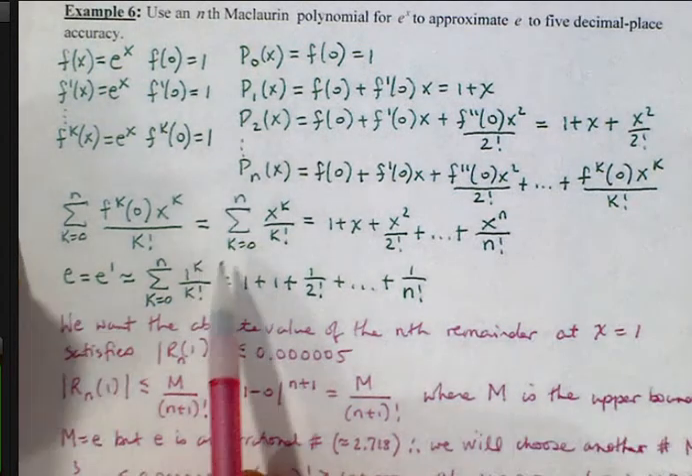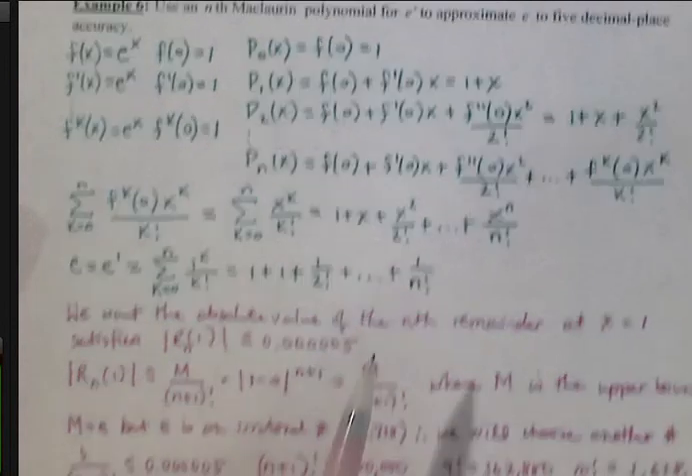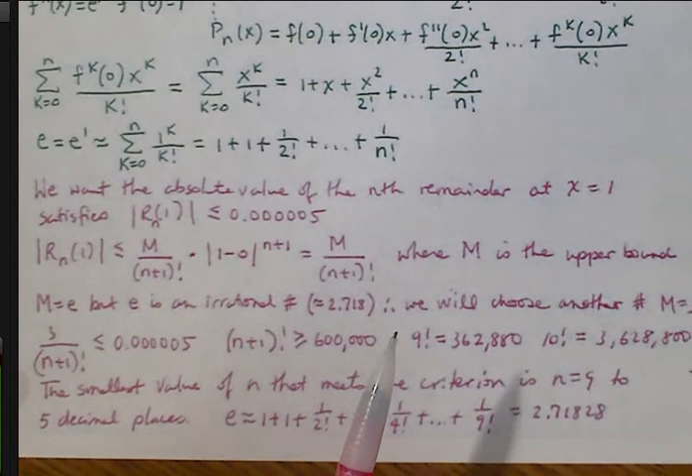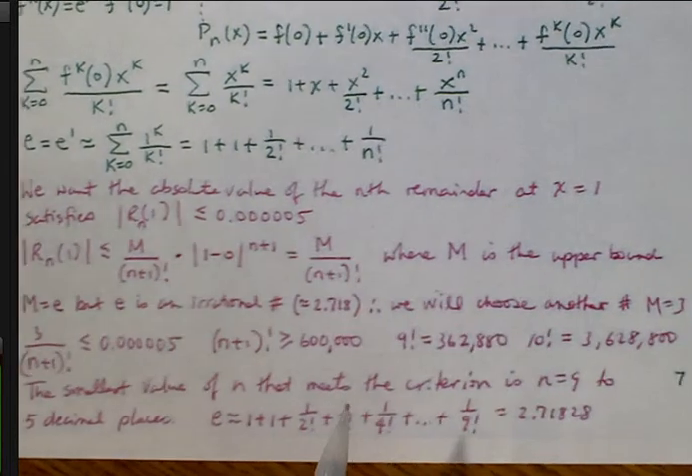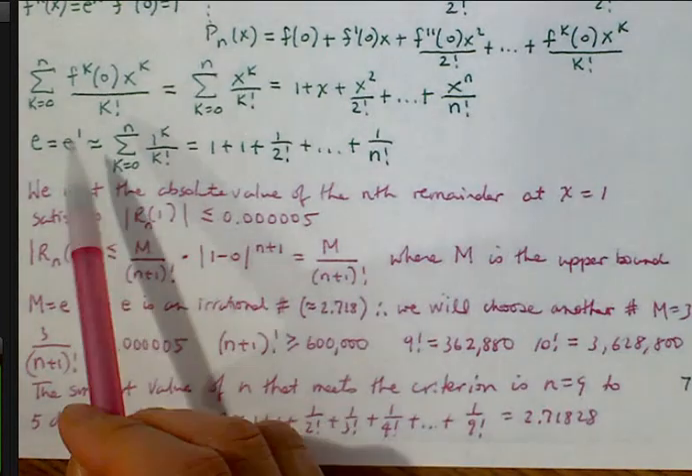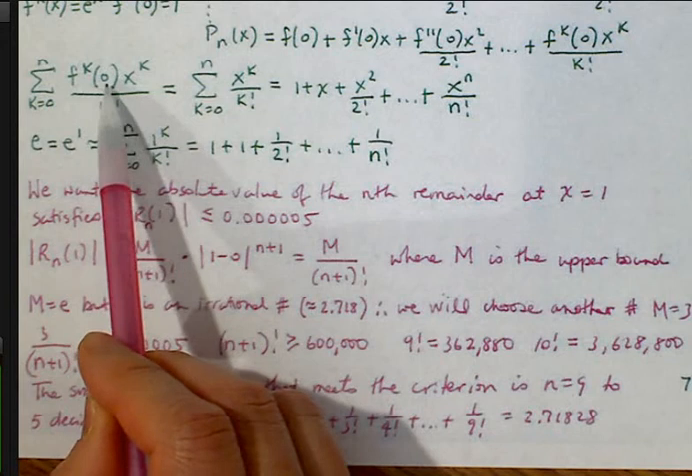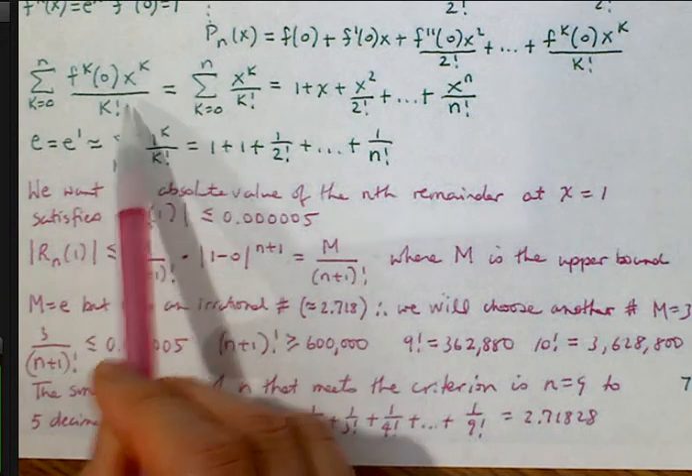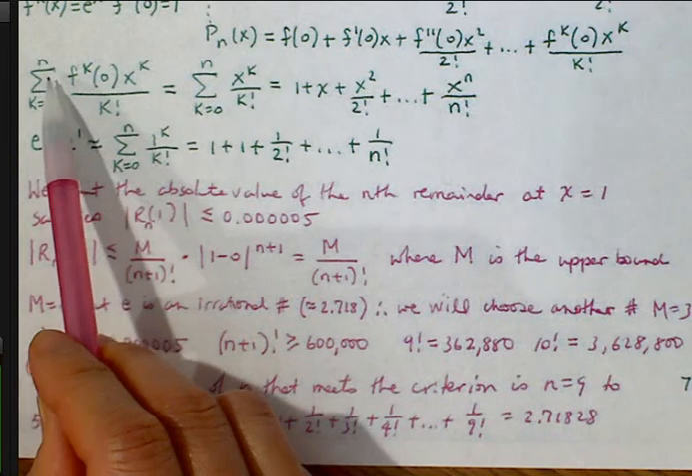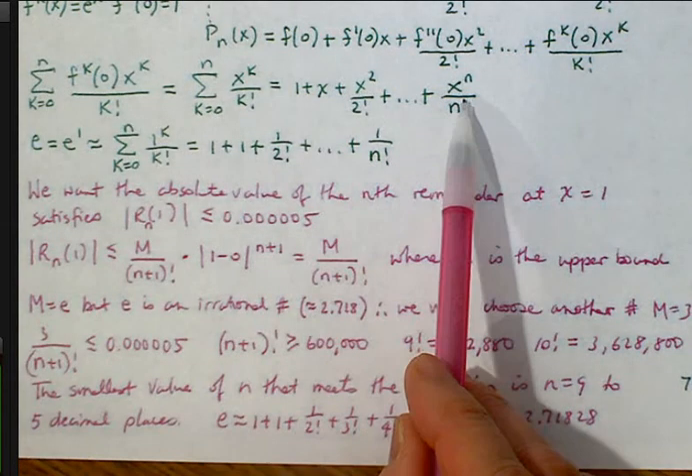Okay, so I'm going to now write this using the sigma notation. My sigma notation is the kth derivative of f at 0 times x to the k over k factorial, as k equals 0 out to n. Okay, so that would be the expansion of it.